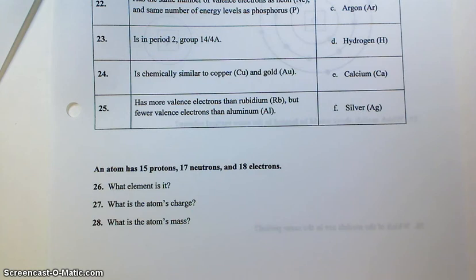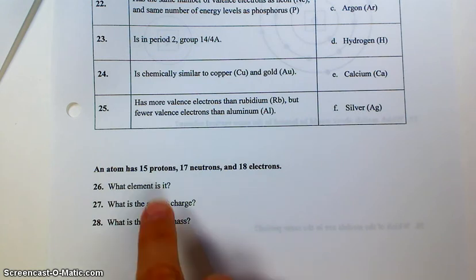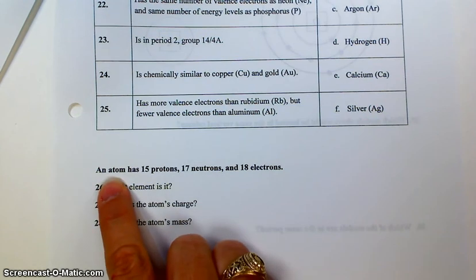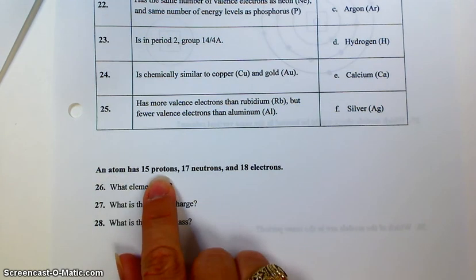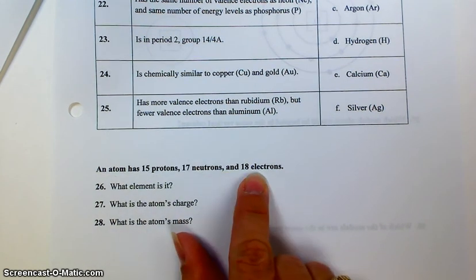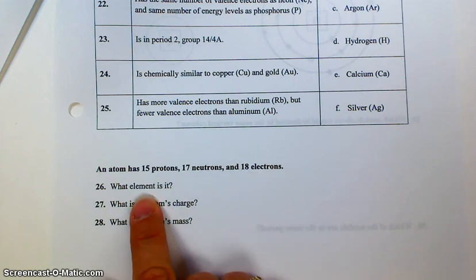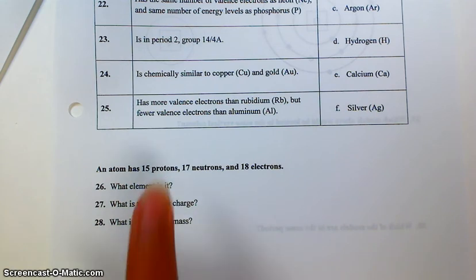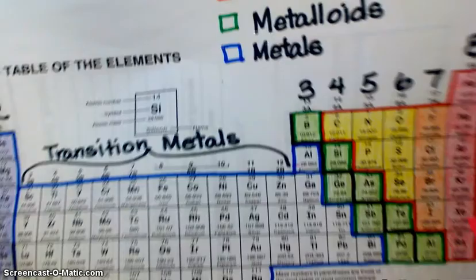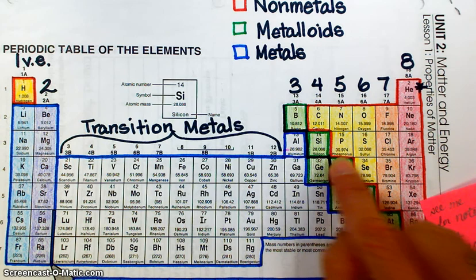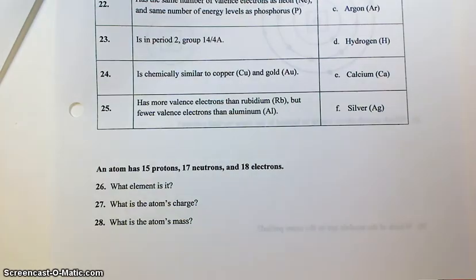All right, again, I am still in the same test back here. This time there's no picture, but it is talking about a particular atom. This atom has 15 protons, 17 neutrons, and 18 electrons. What element is it? Remember that an element is identified by its number of protons, which is also its atomic number. So I know that it has 15 protons, and I go to my periodic table. 15 protons means that it is phosphorus. It's an atom of phosphorus.